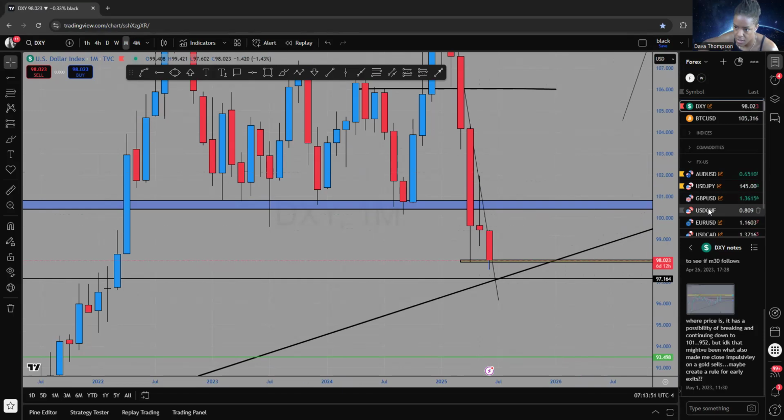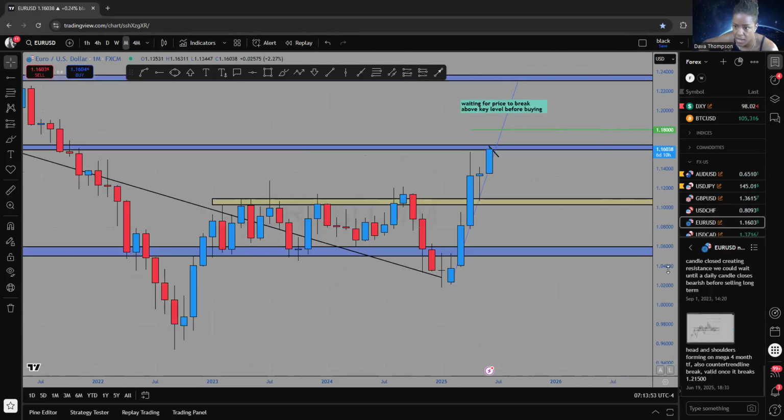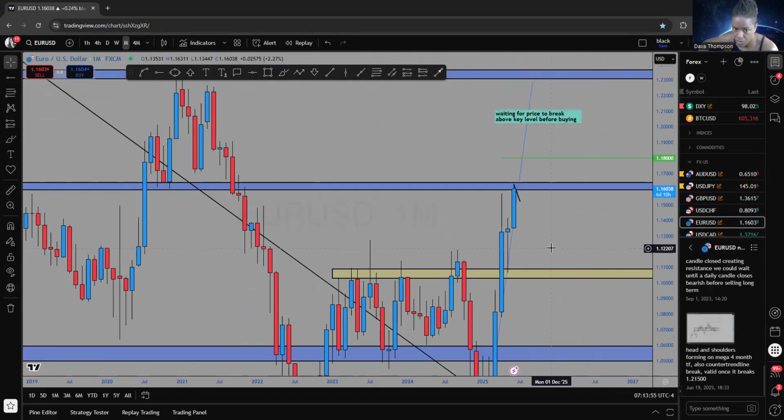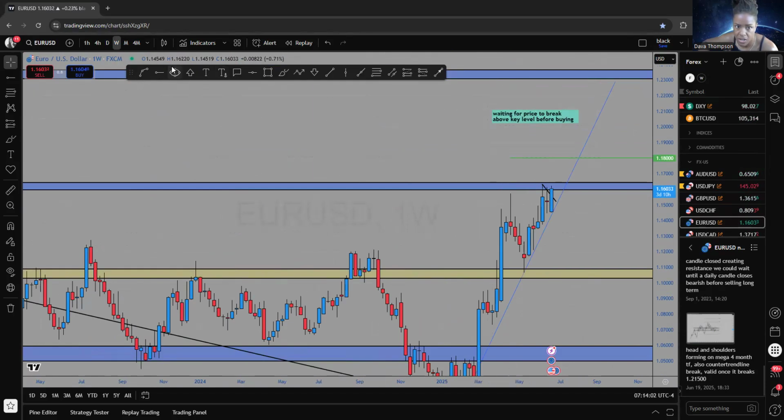And I say that because if I look at EU, I had the same assumption for EU also. Why are we closing so weak? Why are we looking like that? Same thing, you have a level of resistance here.